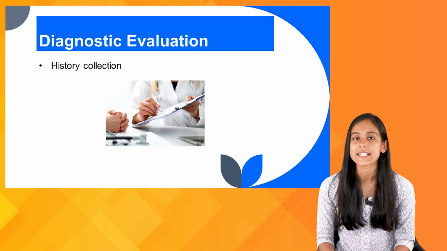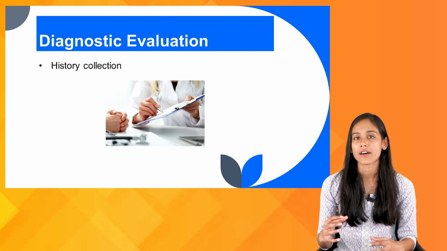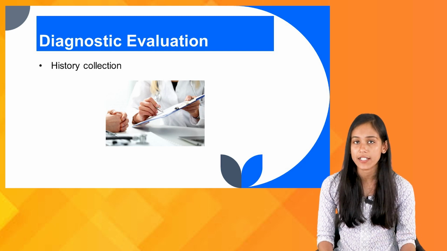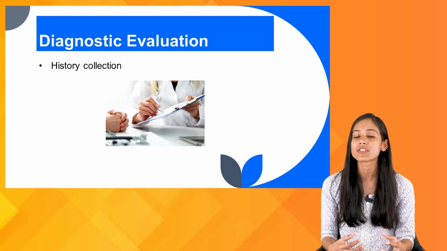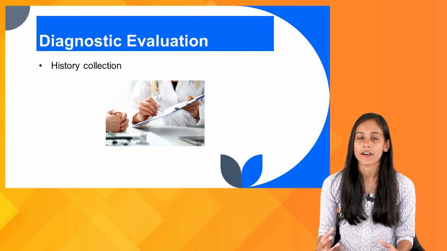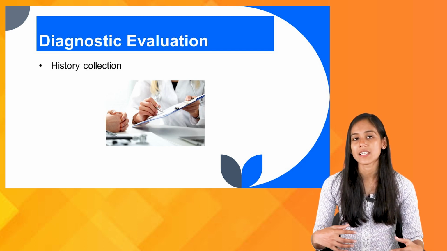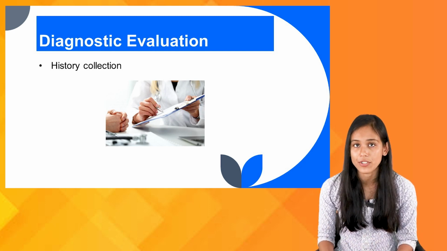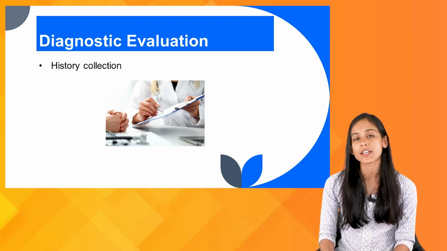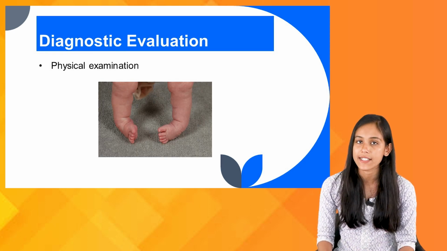Well, the first one is history collection. History collection plays a major role here. If either of the parents has congenital clubfoot, or if they have a child with congenital clubfoot, you might get the hint that there is a risk of the child getting congenital clubfoot. Whether it is before delivery or after delivery, the first thing would be history collection, and then we would do our physical examination.